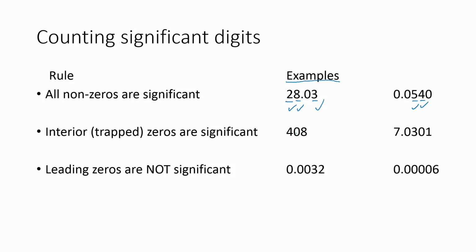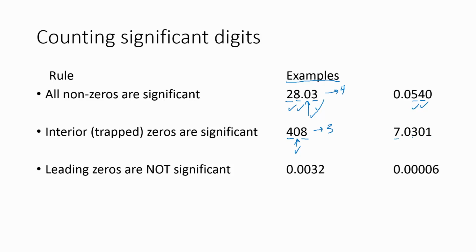Interior trapped zeros are significant. So not only is the 4 and the 8 in this example significant, but because this 0 is in between digits that are significant, it is also significant, meaning that this guy right here is also significant. Okay? So for this number, already we'd know we'd count 4 significant digits. In this number, we would count 3 significant digits.